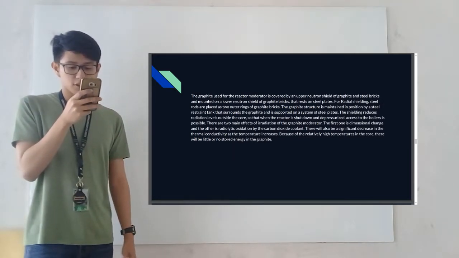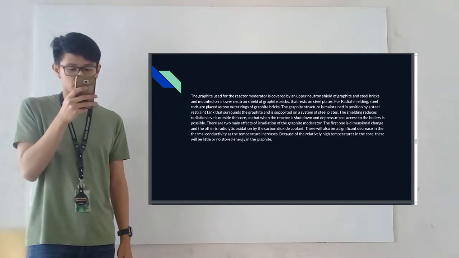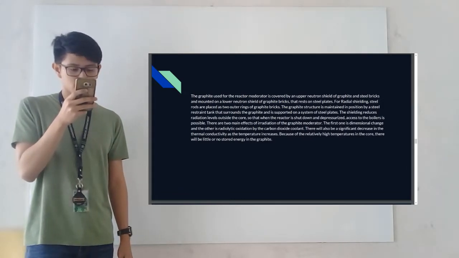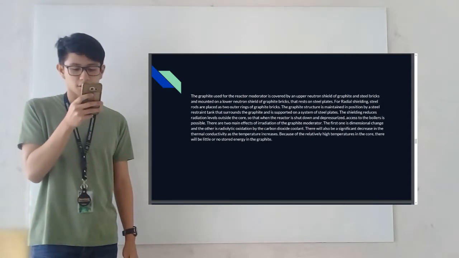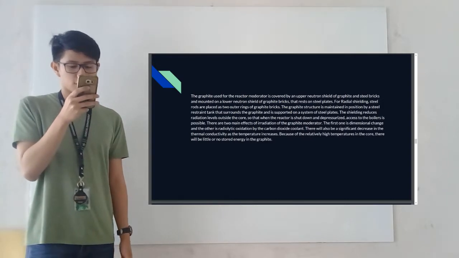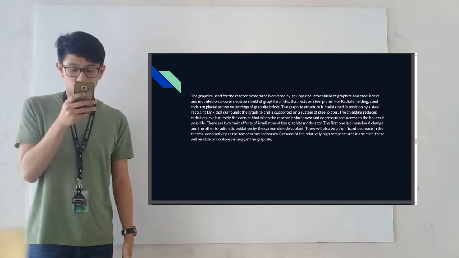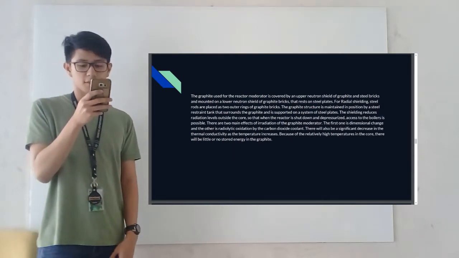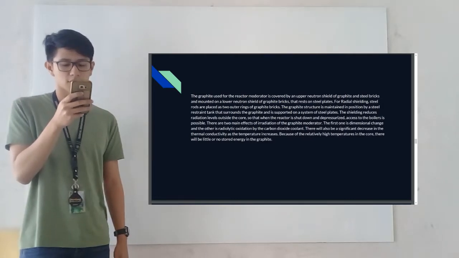For radial shielding, steel rods are placed as two outer rings of graphite bricks. The shielding reduces radiation levels outside the core so that when the core is shut down and depressurized, access to the boiler is possible. There are two main effects of irradiation of the graphite moderator. The first one is the dimensional change, and the other is radiolytic oxidation by the carbon dioxide coolant.